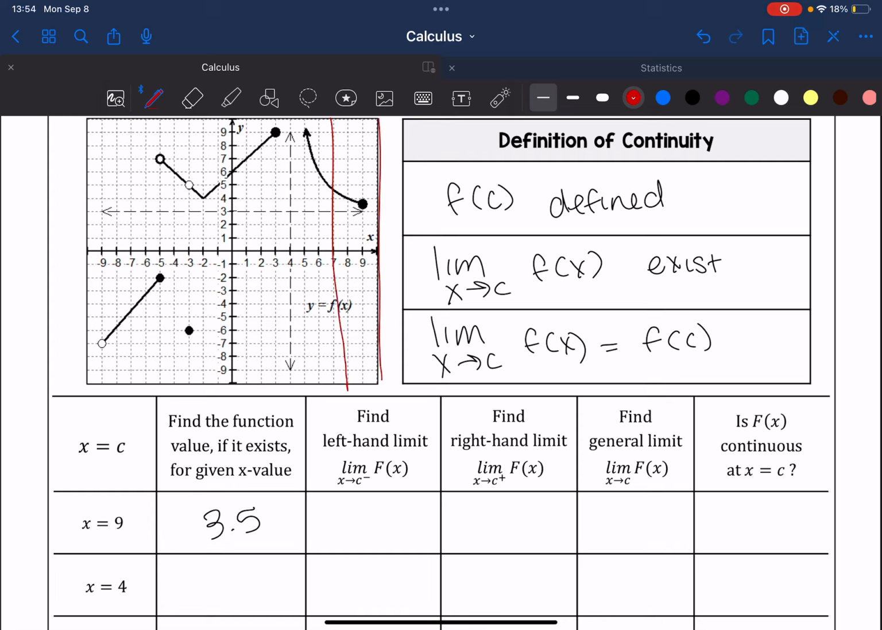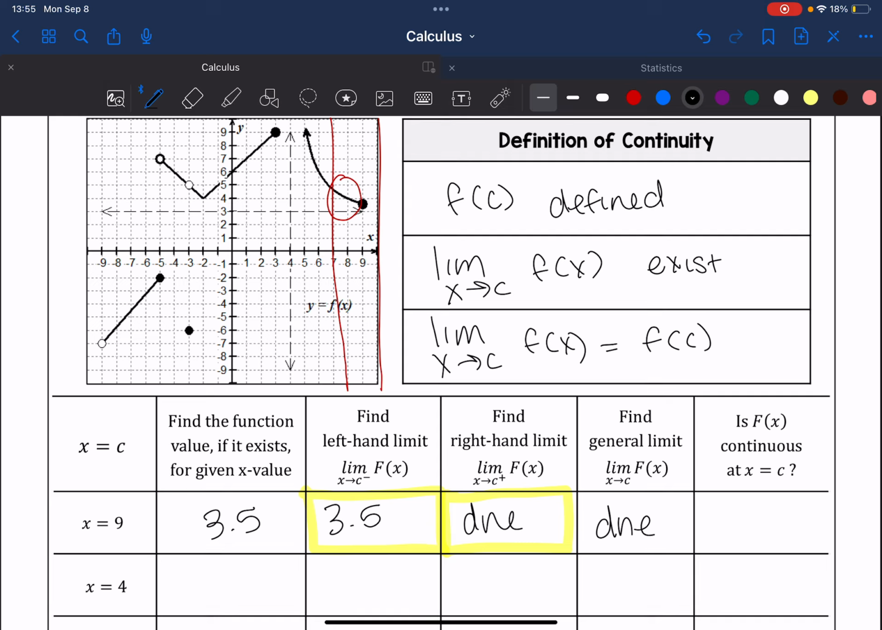So here's a small boundary around that. If I look on the left side, it looks like this limit is going to be approaching that 3.5. If I look on the right side, notice that there's nothing on the right side that can approach that function. So we would say that the limit as x approaches 9 on the right does not exist. And since our left-handed limit and our right-handed limit are different, they're not equal to each other, that tells us that our general limit also does not exist.